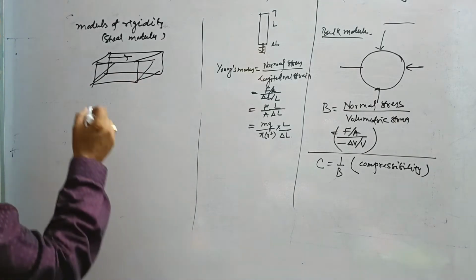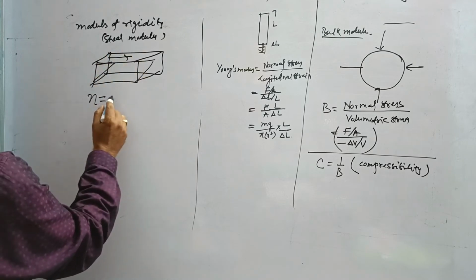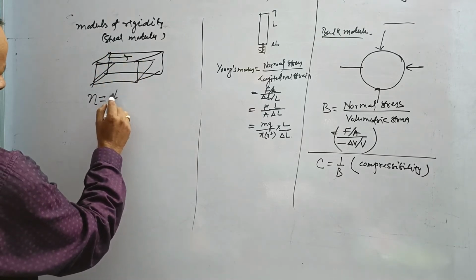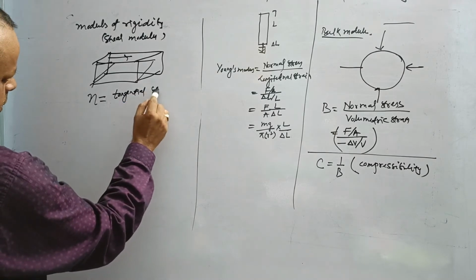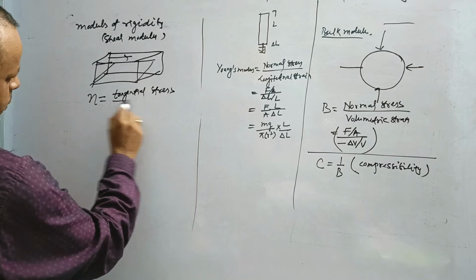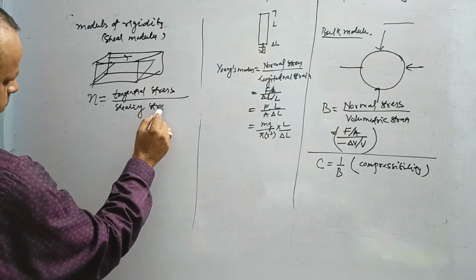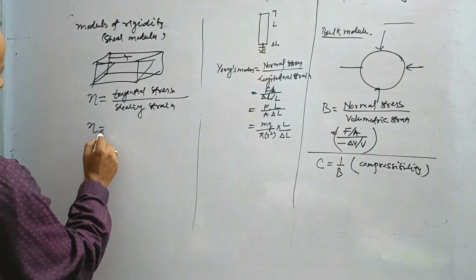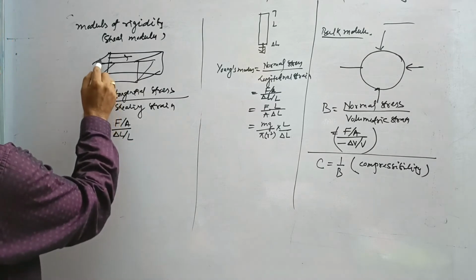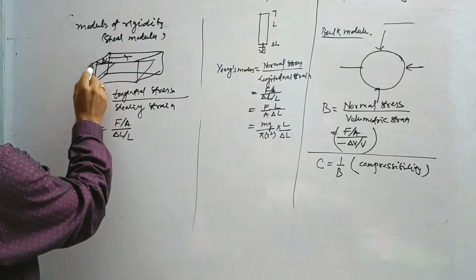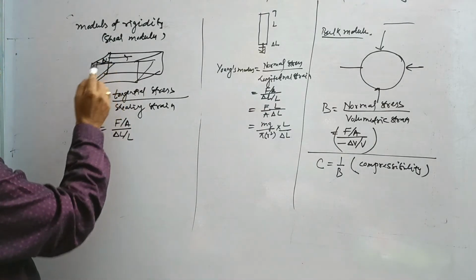So what we have is the modulus of rigidity. It is tangential stress upon shearing strain. The stress is force upon area, and the strain is delta L upon L. It looks quite similar to Young's modulus, but it is different. Clear? This is the height and this is the shift delta L.